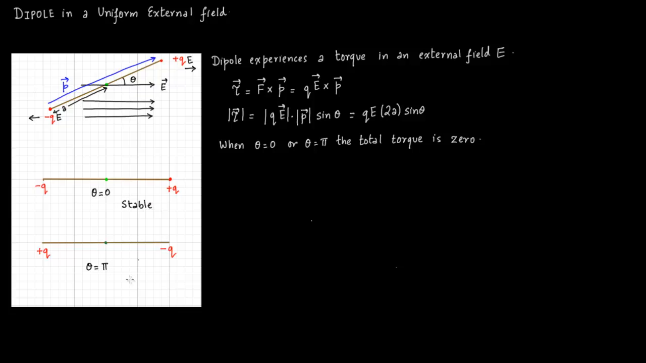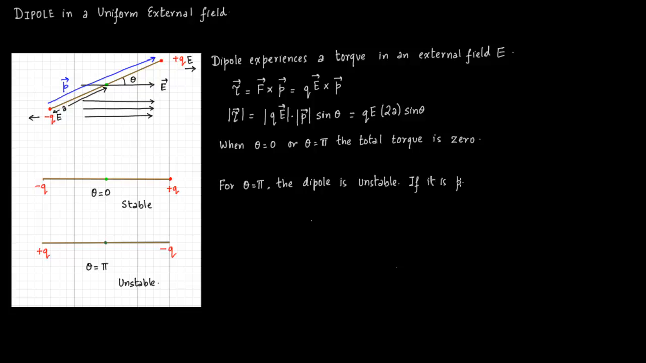So for theta equals 0, this dipole is stable. You perturb it a little bit, it comes back to its original position. Whereas for theta equals pi, the dipole is unstable. So if you perturb it a little bit, it is not going to come back to its original position. It will try going back to the position of theta equals 0. Whereas for the first case, when theta is equal to 0, you perturb it a little bit, it will come back to theta equals 0.